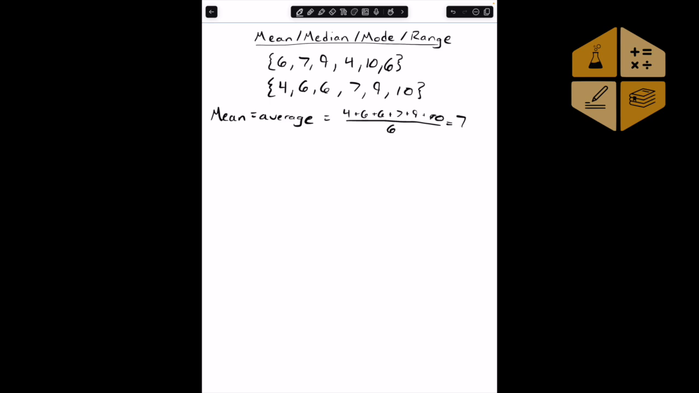So that was just coincidence. I was expecting some kind of a decimal, but when you add those numbers together, you get 42 divided by 6, and you get 7. So this team has a mean average of 7 wins per season.